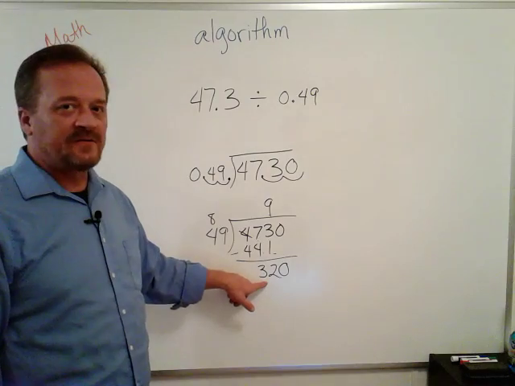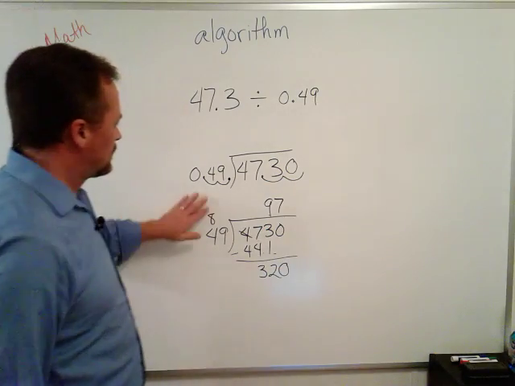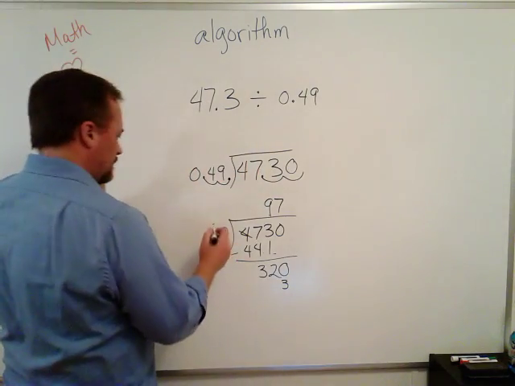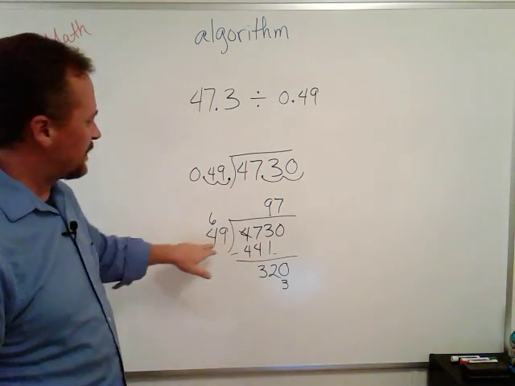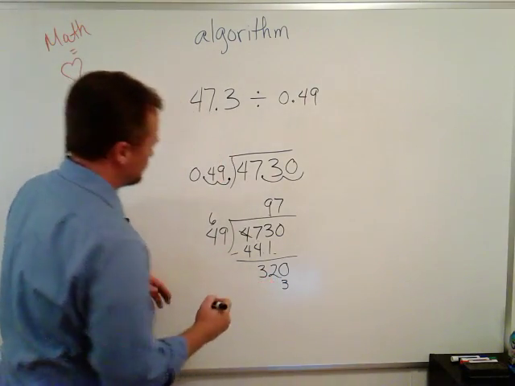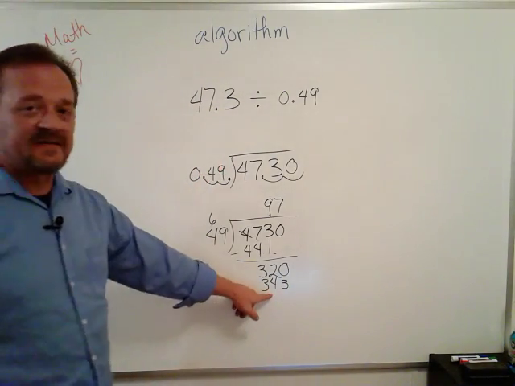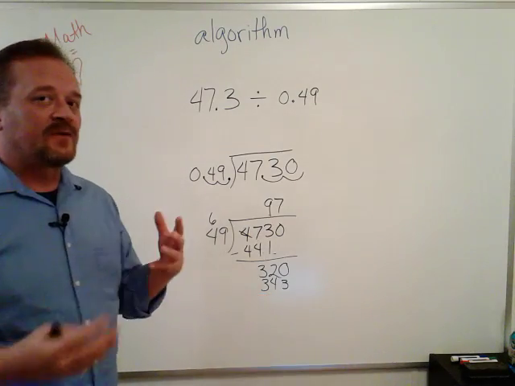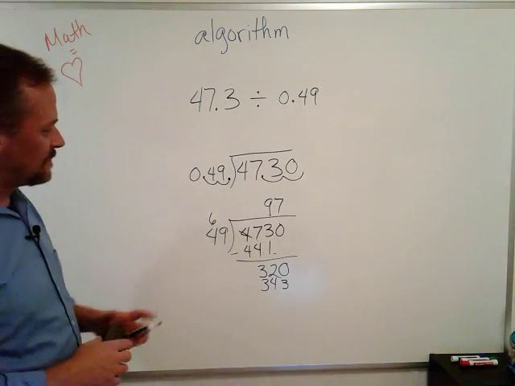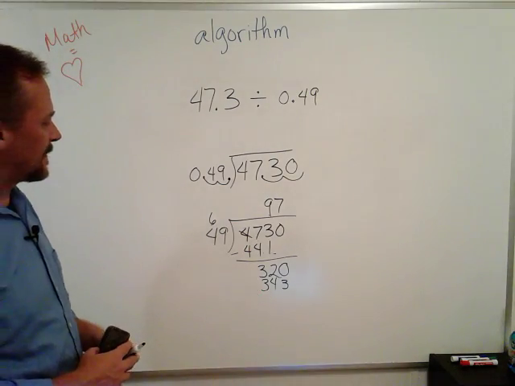4 does go into 32 8 times, but this 9 is going to push me up over that. So let's go with 7. 7 times 9 is 63. Carry the 6. 7 times 4 is 28. 28 plus 6 is 34. Is that right? Yeah. Oh, that's a bad sign right there too. These are things where you're actually going to check yourself before moving on. So 7 was too big because this number is too big. I can't take 343 out of 320, right?